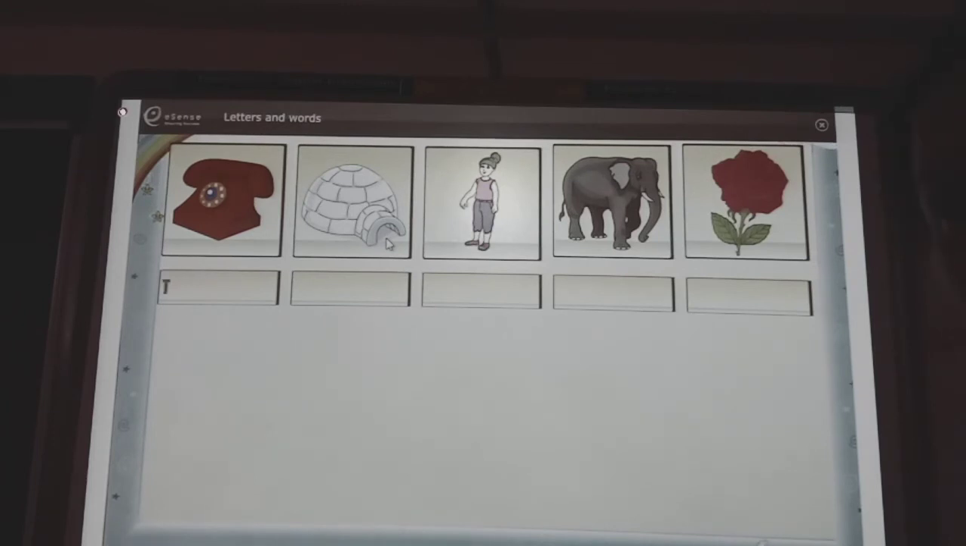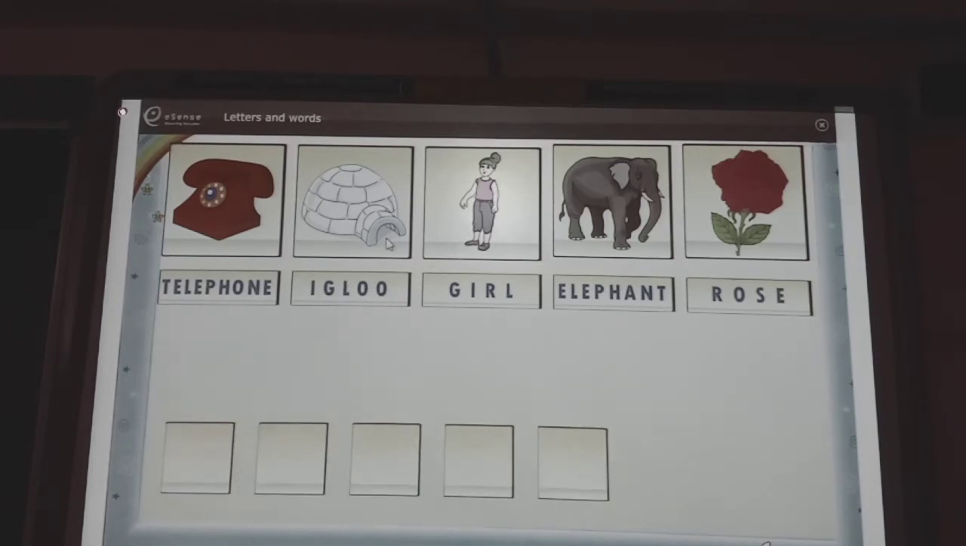The pictures are telephone, igloo, girl, elephant, and rose. Ready, Rainbow? We will take the first letters from the names of the pictures and put them in the squares.